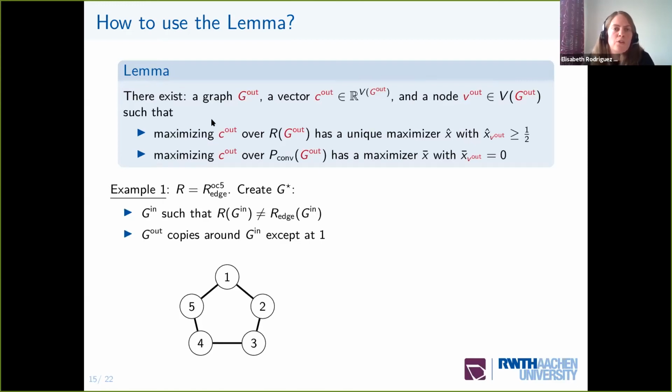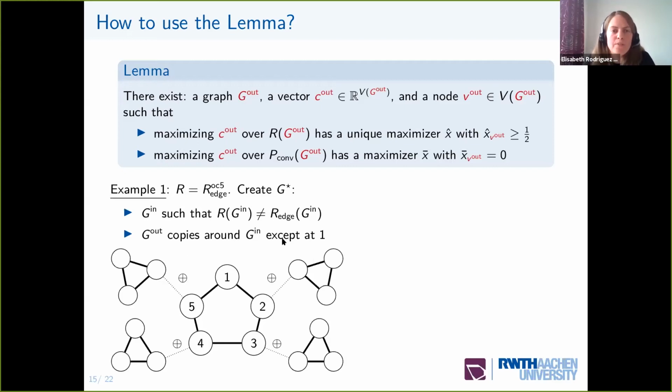Then we will use our lemma to consider another graph that we call G out, that we will copy around G in, and we will paste it at every node of G in except for one node. In this case, for example, node 1. This pasting will be given by the one sum operation.